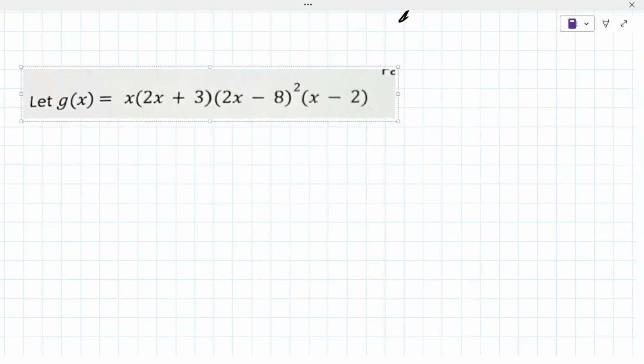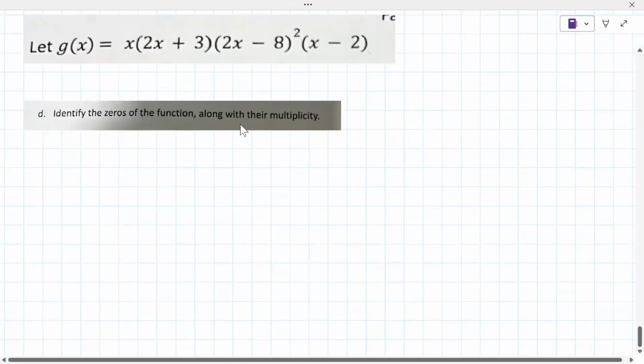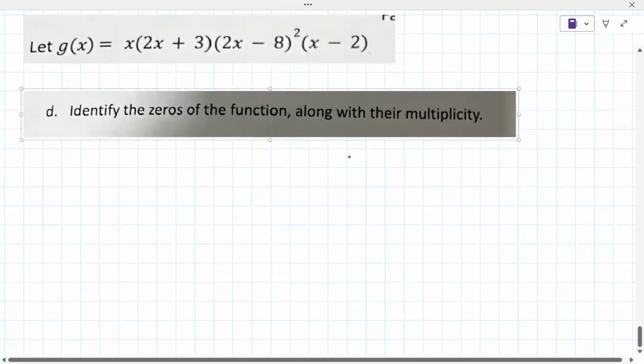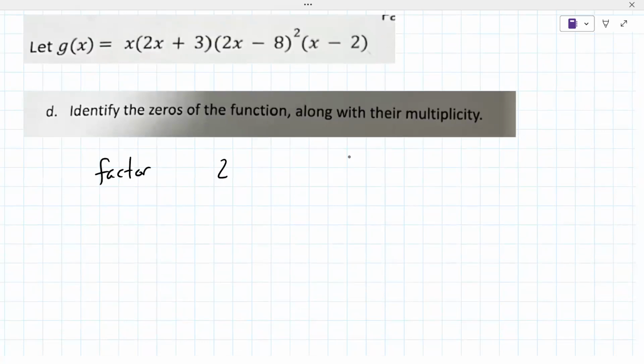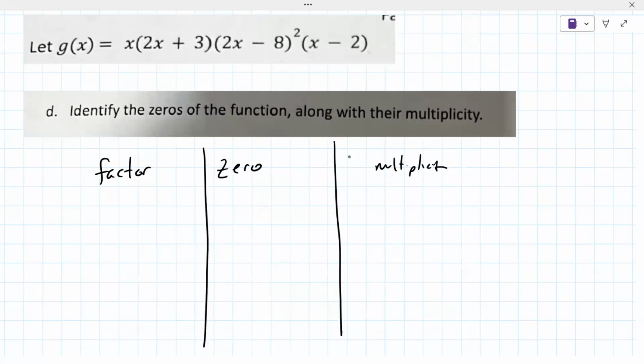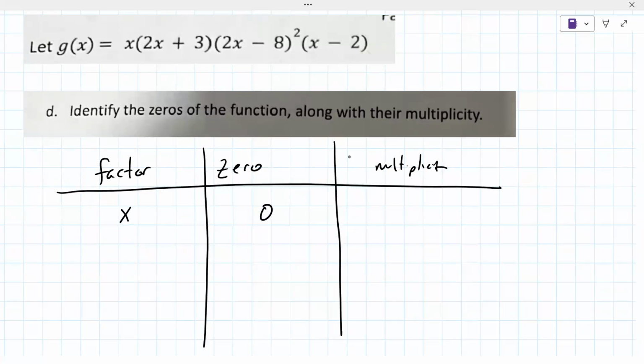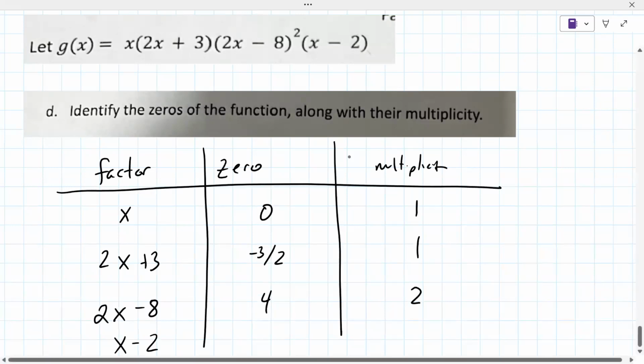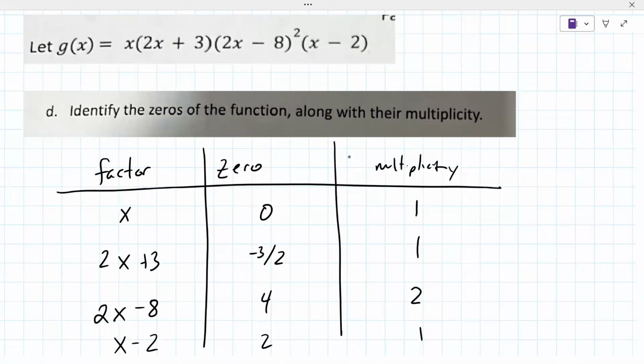So here's the original function. It says to identify the zeros of the function along with their multiplicity. So here's what I'm going to do. I'm going to write the following: factor, 0, and multiplicity. And I want you to tell me the rule here. So x, and then 2x plus 3, and then 1, and then 2x minus 8, 4, 2, and then x minus 2, 2, and 1. Just tell me anything you'd see, anything you feel is a trend or a rule, something you could generalize.